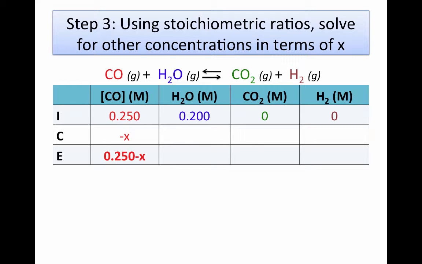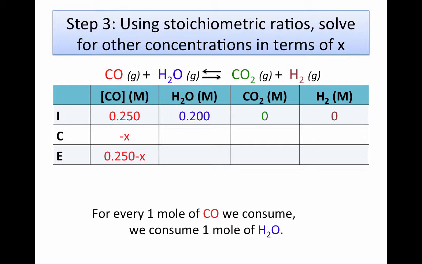Now let's go on to step 3, where we use our stoichiometric ratios to solve for all the other concentrations. So let's start by looking at water. Every time we use up a mole of carbon monoxide, we also use up 1 mole of water. So we are using up X moles of carbon monoxide. We are also going to use up X moles of water. And so therefore our equilibrium concentration for water will be 0.2 minus X.